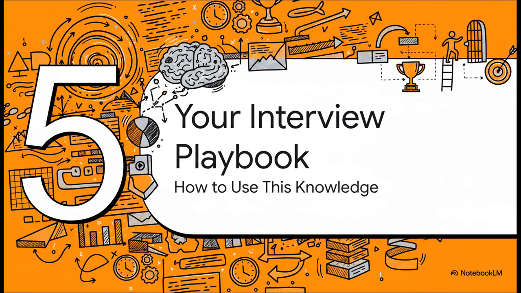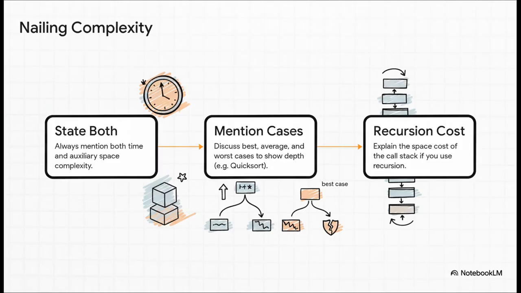So all this theory is great, but how do you actually turn it into a job offer? Let's put together your playbook for the interview. When the interviewer asks you about the complexity of your code, and they will, here's your 3-step plan to knock it out of the park. First, always state both time and space complexity. Don't forget space. Second, show them you get the details by talking about the best, average, and worst cases. And third, if you used recursion, you have to talk about the space it takes up on the call stack. That shows a really deep level of understanding.